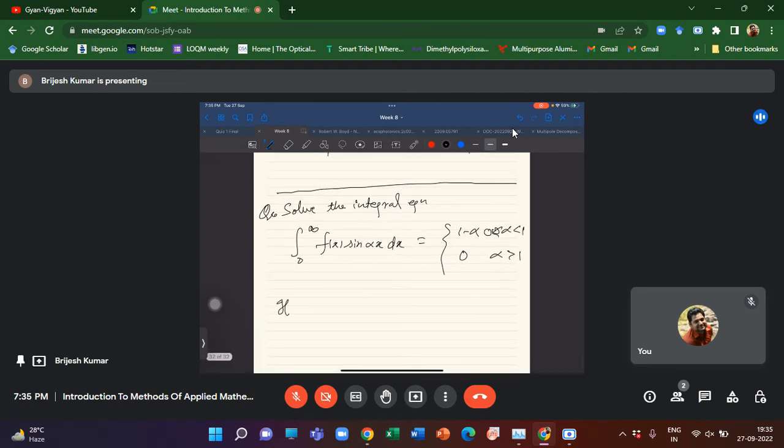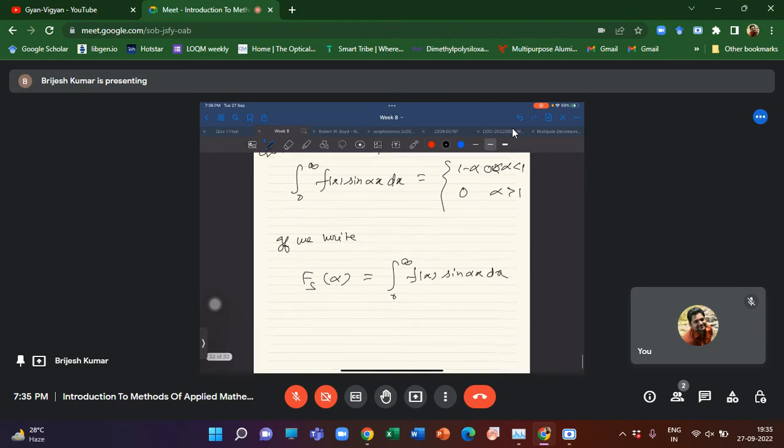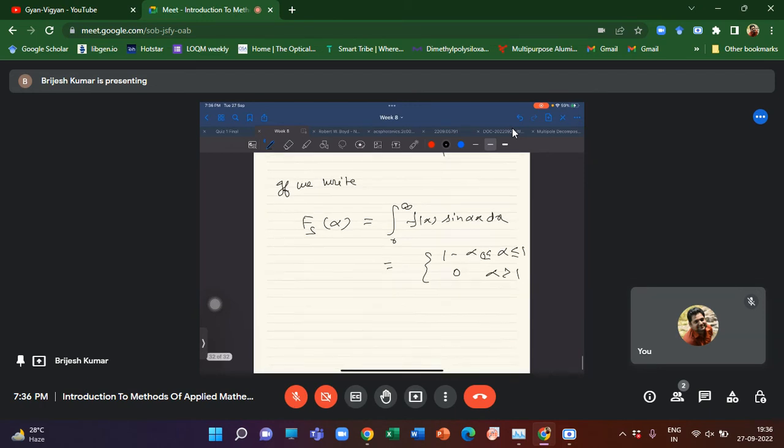Okay, now if we write the Fourier sine transform of any function f(x), it will be written as the integral of f(x) sine alpha x dx. Okay, so this will be 1 minus alpha when alpha is from 0 to 1, and when alpha is greater than 1, it is 0.